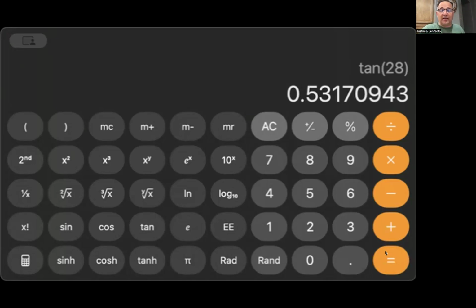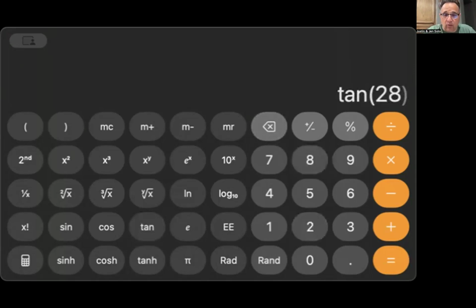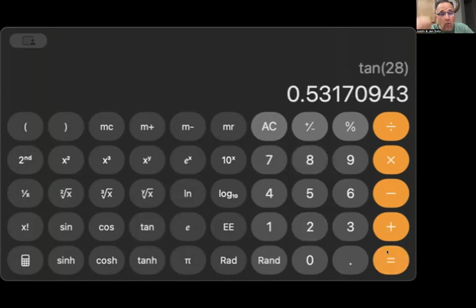So let me show you how I did it. The degree of the measurement was 28 degrees. You put tangent first, 28. Once you do that, you just press equals. It gives you a value. Whatever value that is, that's the value you use. Let's go back to the white screen and I'll show you how that works.